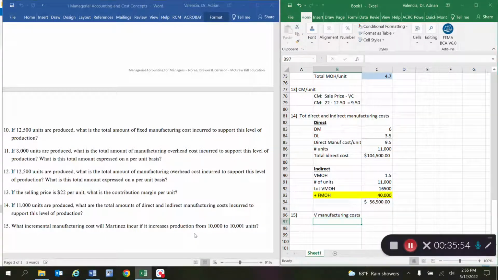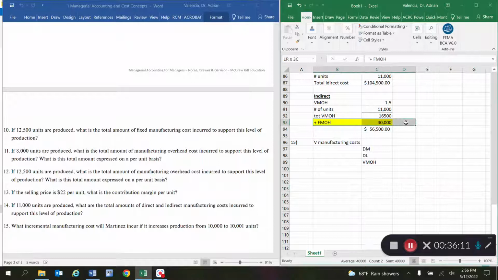So if Martinez increases production from 10,000 to 10,001, the manufacturing cost increase will be made up of direct materials, direct labor, and variable manufacturing overhead. Those are the only three items that will change, because our fixed manufacturing overhead will remain at 40,000. So this is going to be $6, $3.50, and $1.50. So when we sum this up, we get $11, which we knew from the manufacturing costs, right? So every time Martinez increases production by one more unit within the relevant range, manufacturing costs are going to go up by $11. All right, this concludes the Foundation 15 problem for Chapter 1.